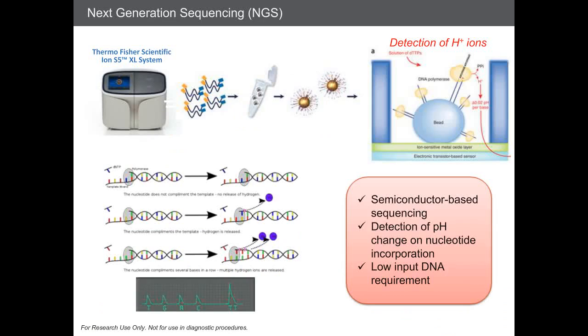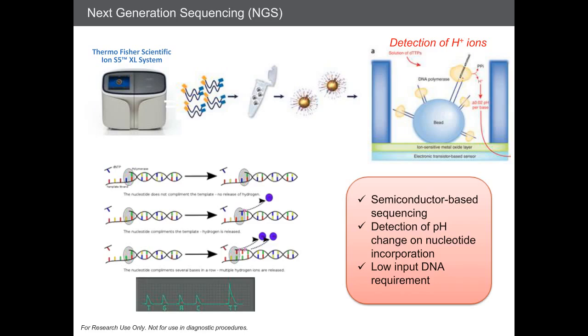Our cell-free DNA next-generation sequencing assay is the cfDNA lung assay, the Oncomine assay from Thermo Fisher. And as an introduction to the Thermo Fisher sequencing system, we have also the PGM and the previous S5 version of the sequencer, but currently we're using the Thermo Fisher Scientific Ion S5 XL system. The chemistry for sequencing on this platform is to take your DNA fragments with adapters attached, amplify them on Ion Spheres, and then place the Ion Spheres within the sequencing plate. The sequencing plate has an ion-sensitive metal oxide layer at the base and an electronic transistor-based sensor as well.